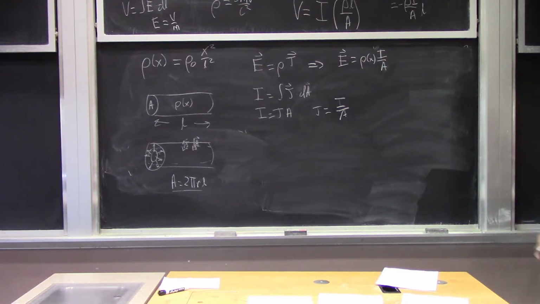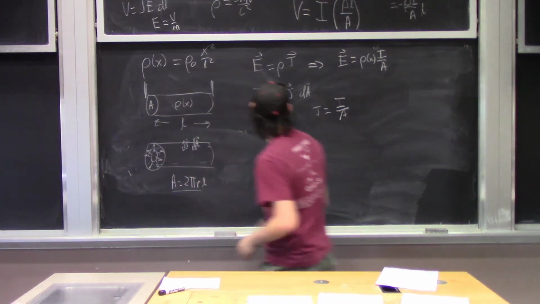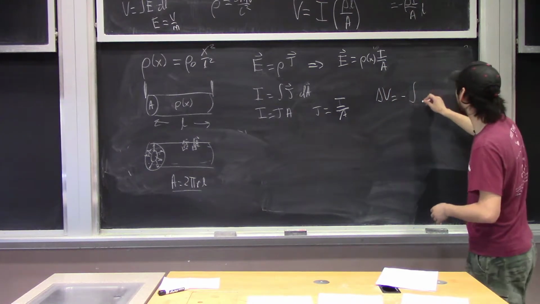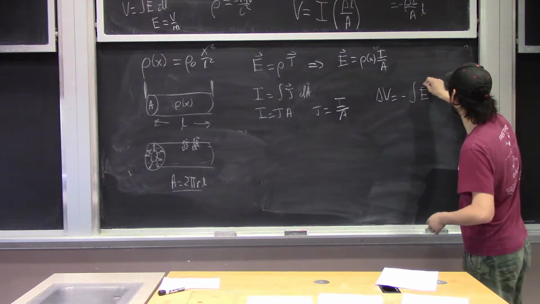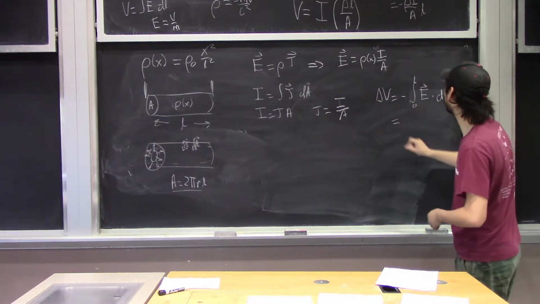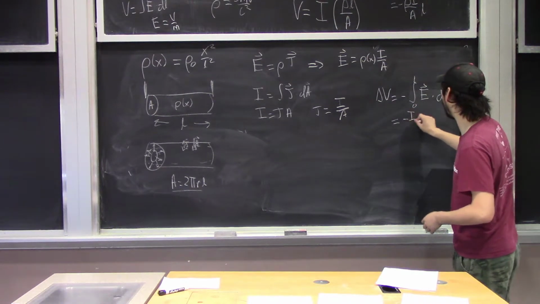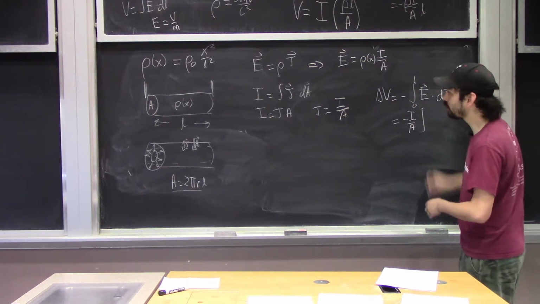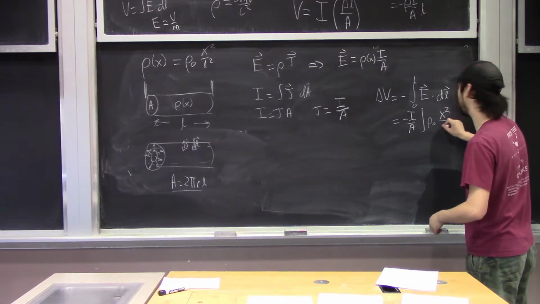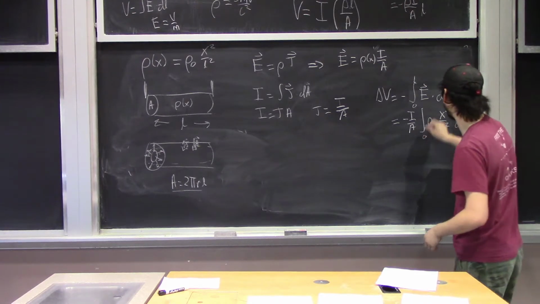And I want to find what the difference in electric potential is between this side and this side. And so that's to say that delta V is going to be equal to the negative integral of E vector dot dl from 0 to L. And so this is going to be equal to, I can pull out my I over A, so this is minus I over A times the integral of rho 0 x squared over L squared times A dx from 0 to L.